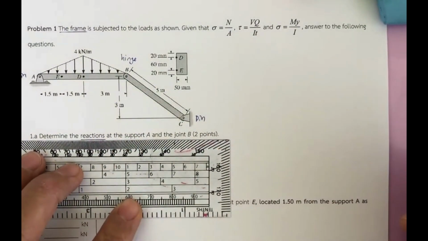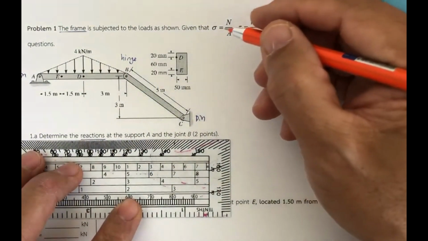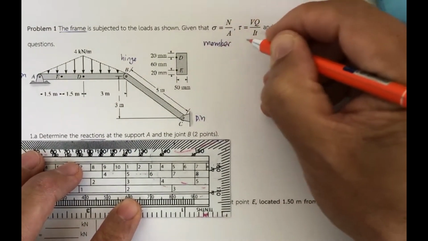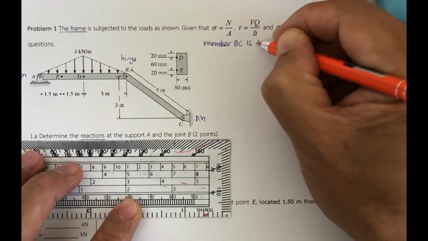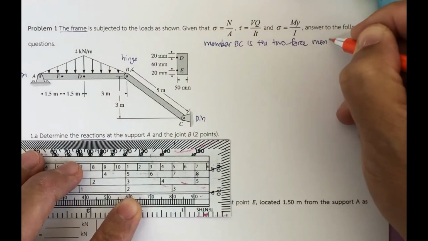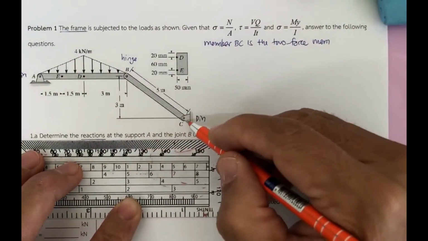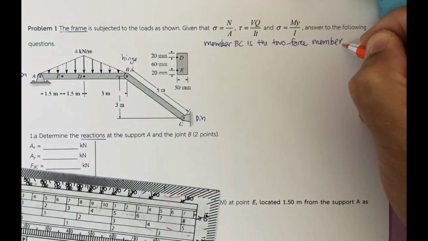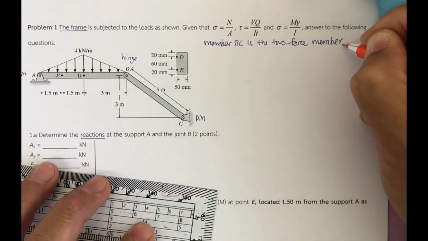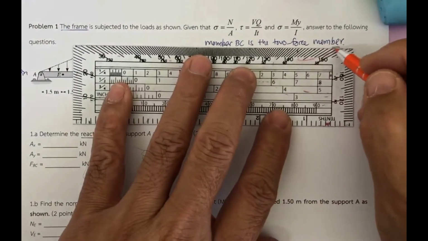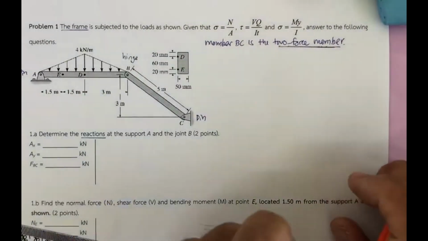If you consider the whole frame, by checking the members, you can see that member BC is a two-force member. Why is it a two-force member? Because point B and point C are pins or hinges, and between point B and point C there are no forces. So that means member BC is going to be a two-force member. That means it's going to be in tension or in compression.